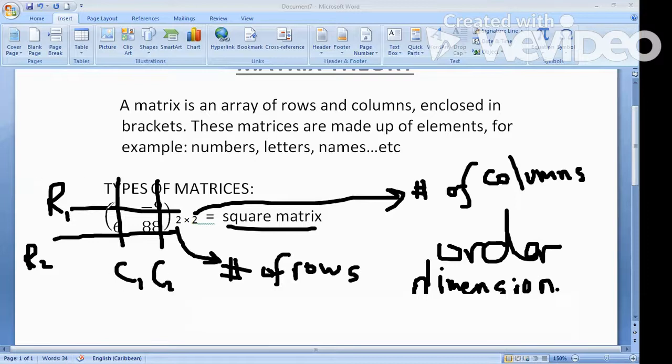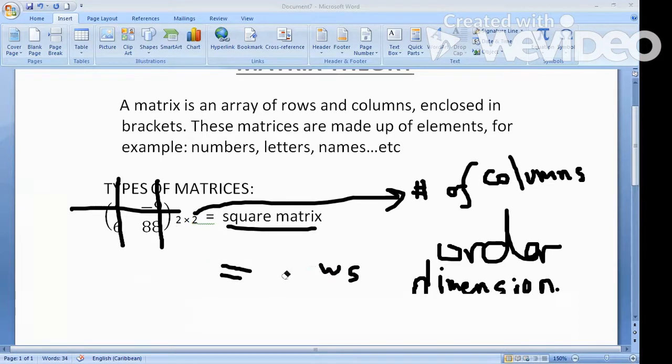Now, why do you think this matrix is called a square matrix? Because you can form a square from the 2 rows and... Thank you very much. Yes, you're absolutely correct. You can actually form a square. If you look at it, notice you get 4 equal sides.